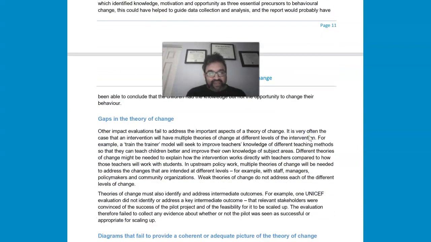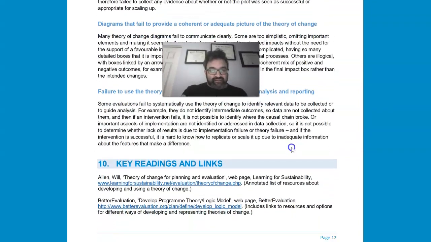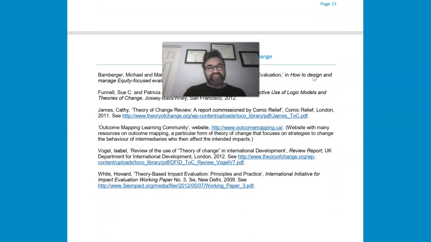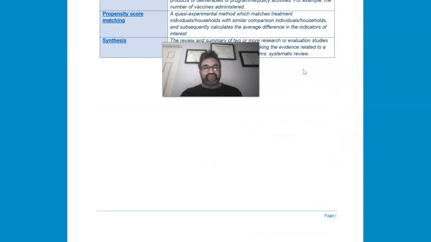And then there are sometimes gaps in the theory of change, and training. The trainer model will seek to improve teachers' knowledge of different teaching methods. And then we're left with some resources to go through if you want to understand this, and the glossary goes through the definitions of some words.